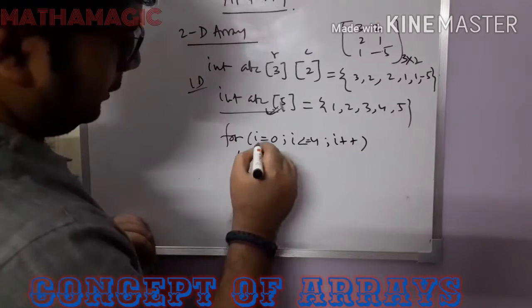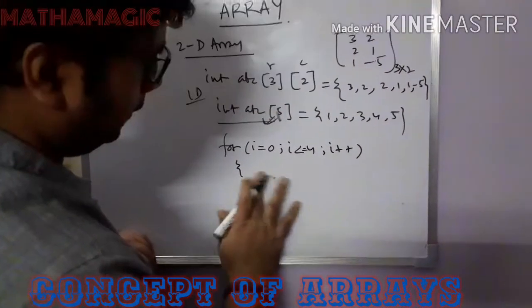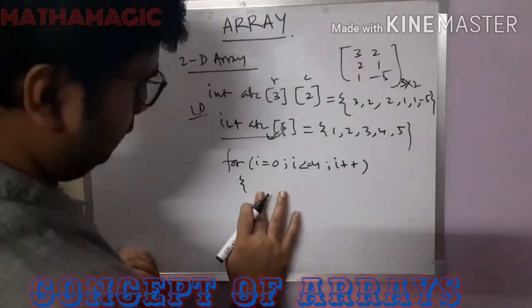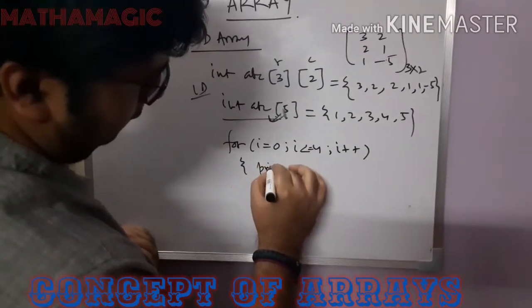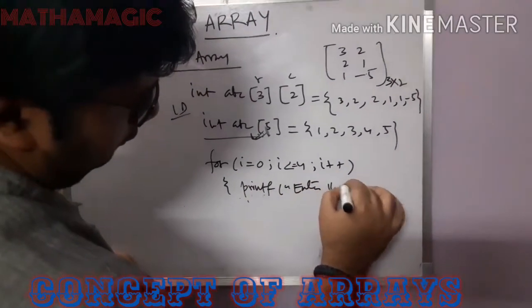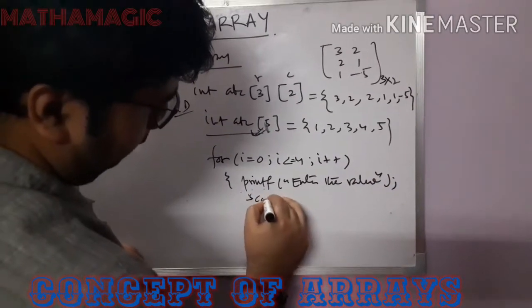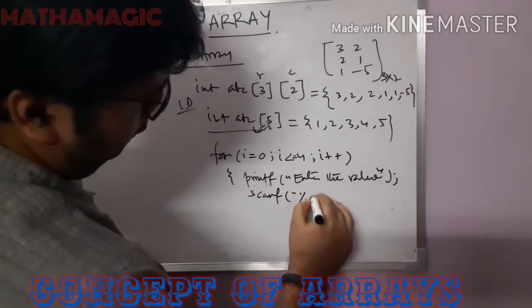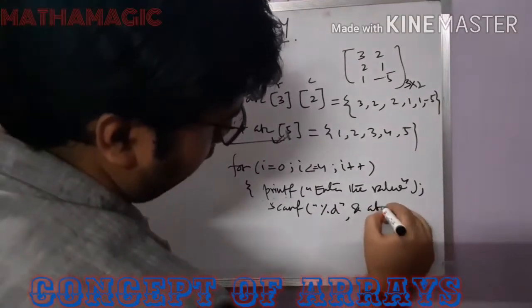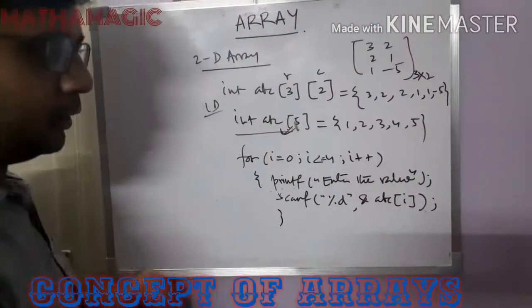We'll take the input. Oh sorry, printf, "enter the value". I'll ask the user to enter the value, then scanf("%d", &ABC[i]), where it should be stored. It should be stored in ABC[i], because i is the value we are incrementing.